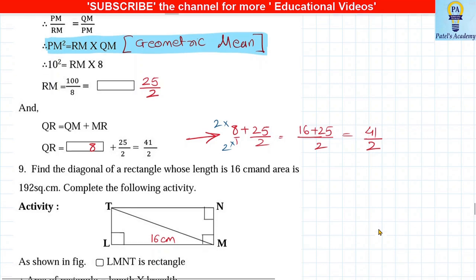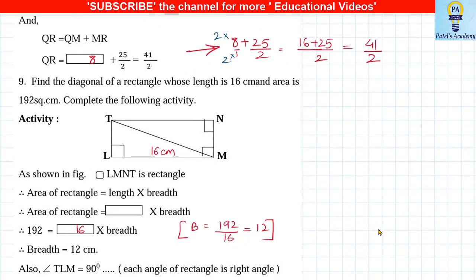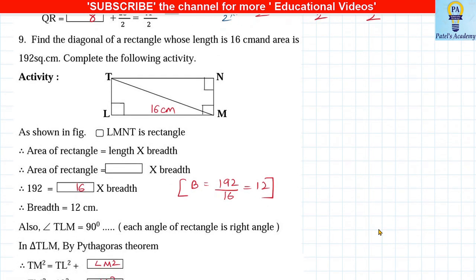Now the next activity is based on a rectangle, but here they have given the area of the rectangle as 192. So we know the formula, area of rectangle is length into breadth. So area of rectangle equals 16 into breadth, and after I shift I get breadth equals 192 upon 16, that is 12 centimeters. So in the figure I'm going to write here 12.